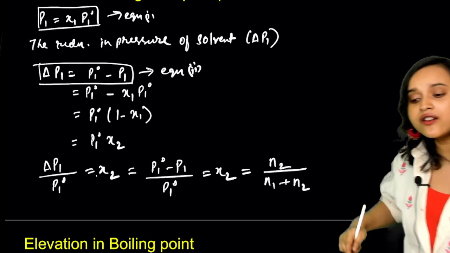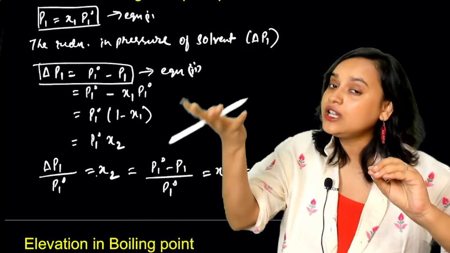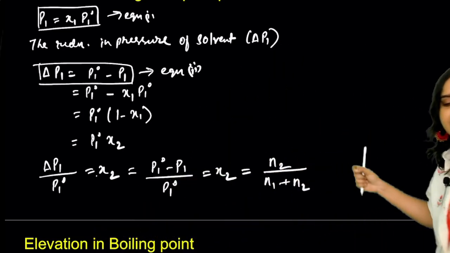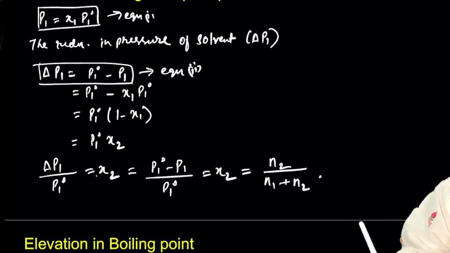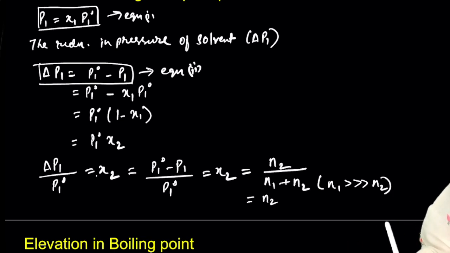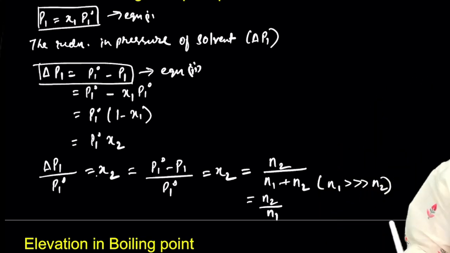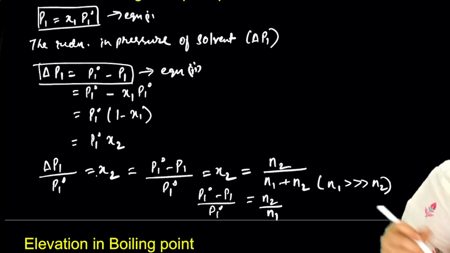Amazing. Now, you already know that N2, the amount of solute, and the solvent particles that you have, there is a huge difference. Solute is very less that is present in the solution. So here in bracket I am writing that N1 is much greater than N2. And if that is the case, then can I also write it as N2 divided by N1 here only? Yes. And if I do this, I can again write it as P1 naught minus P1 divided by P1 naught is equal to N2 divided by N1.